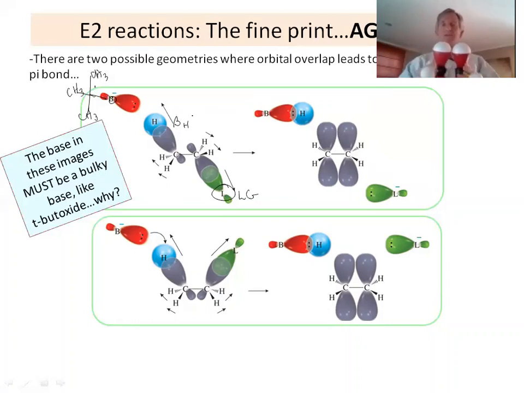And when that's the case, you have two possibilities. You can have the leaving group up here and the beta hydrogen here. This is the bottom of the two examples I have on the slide here.